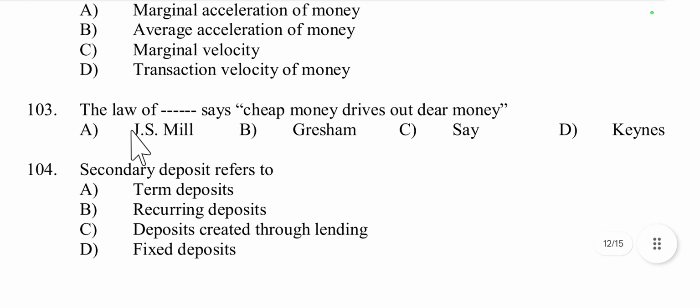Then question number 103, the law that says cheap money drives out dear money. Is this J.S. Mill, Graham, Sayers or Keynes?